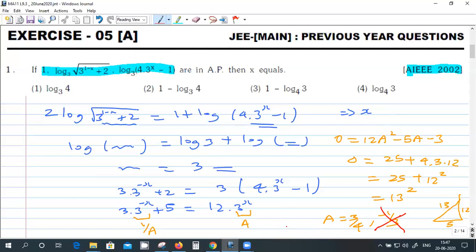From there, a is 3 by 4, so 3 raised to the power x is 3 by 4. So now we can take log on both the sides. So x log 3 equals log 3 minus log 4. So x is log of 3 by 4 divided by log 3. Okay, this is to the base 3, no? So it is 1 minus log 4 to base 3. Is that clear? Yes, sir.